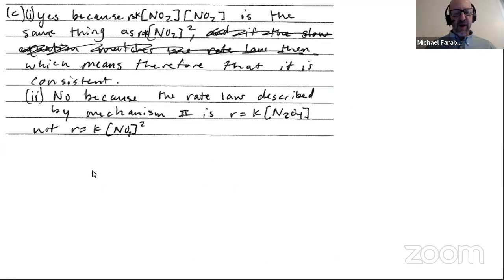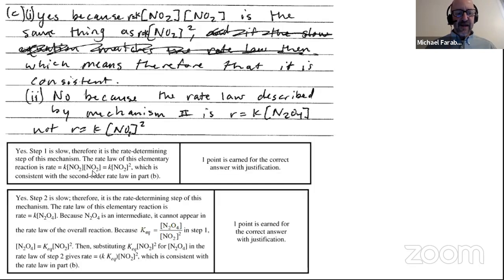Let me go ahead and pop the official scoring guidelines on the screen here. Now, they were correct in saying yes, but they were not specific. They did not mention the slow step of the mechanism or the rate law for the slow step. So their justification in part 1 was not sufficient. They had to mention something about the slow or the rate determining step to get credit for their justification.